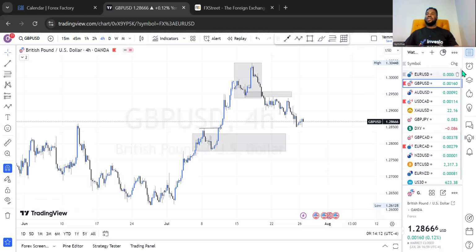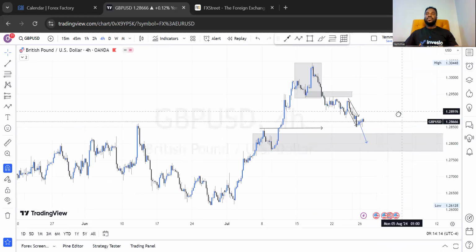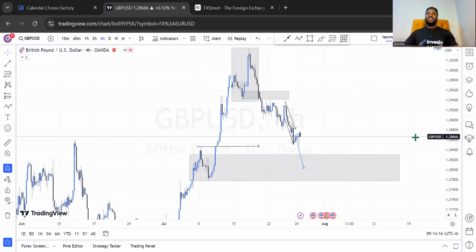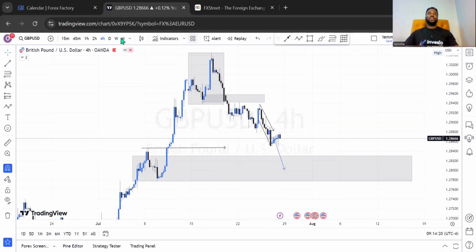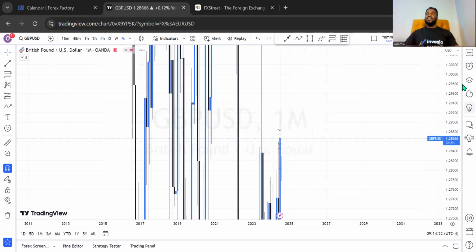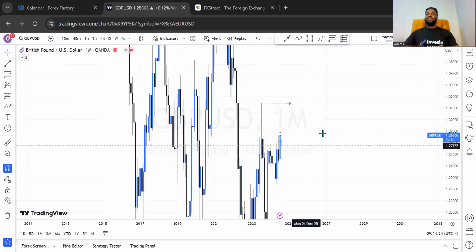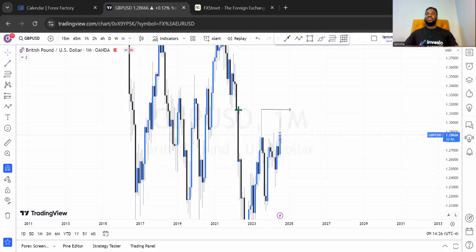Okay, going to Great Britain pound US dollar. Great Britain pound US dollar has been a major bearish outlook as this has formed its own. So let's start from the monthly outlook here. And the monthly outlook for Great Britain pound US dollar, let's check it.